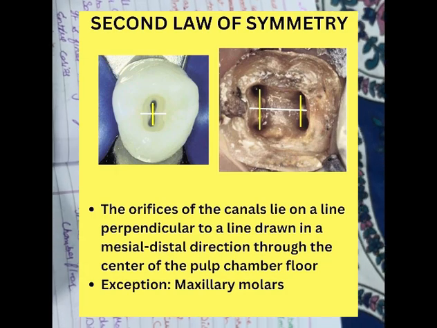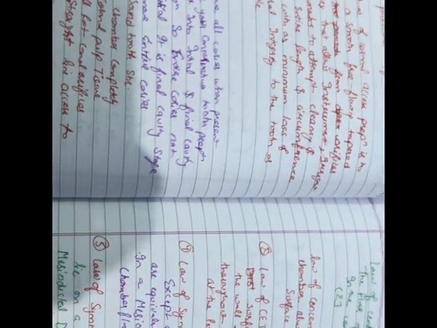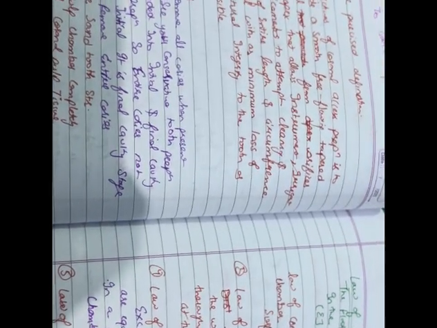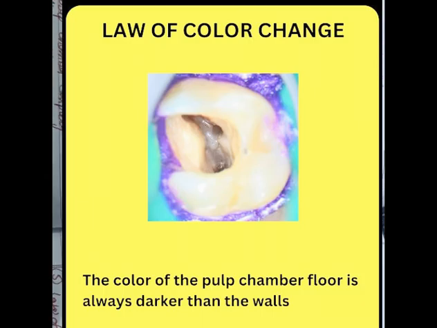Law of color change: enamel is white in color, dentin is yellow in color, the floor of the pulp chamber is gray in color, root canal orifices are dark gray or black in color, and pulp stone is white or dark yellow in color.